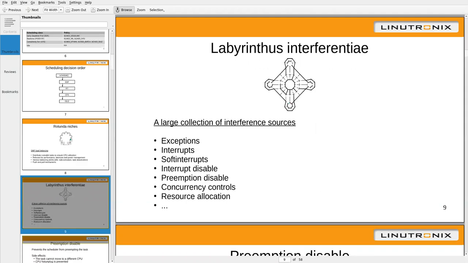So, as I said, we could be done now, but we are not, because a non-real-time enhanced Linux kernel has a large collection of interference sources: exceptions, interrupts, soft interrupts, interrupt disabling, preemption disabling, concurrency controls, resource allocation, and so on and so on. There's a lot of nasty things which can make Linux pretty unpredictable and pretty non-deterministic. So let's look at the different issues here.